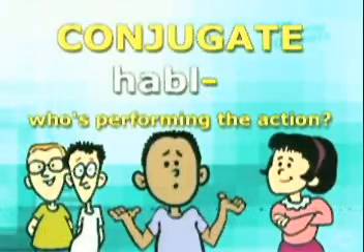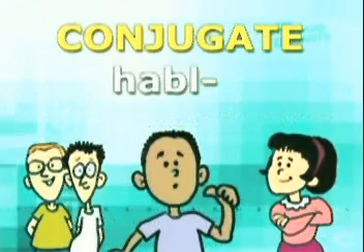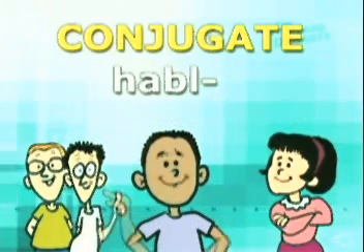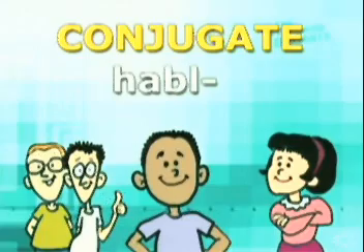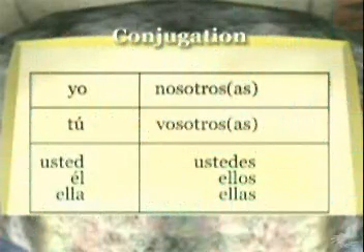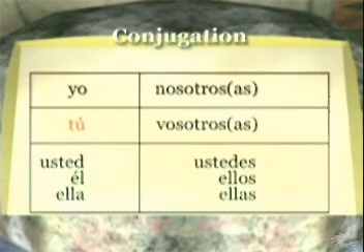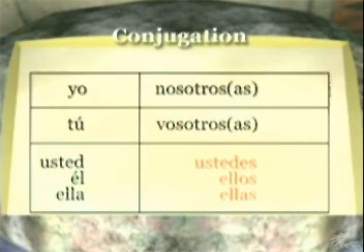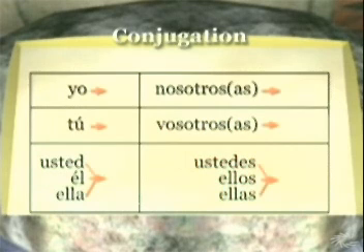When we say conjugate, we mean changing the endings so that it reflects who's performing the action. Am I speaking? Is she? Are they? Conjugation unlocks these mysteries. This conjugation business is where the subject pronouns come in. For each category of pronouns, yo, tú, usted, él, and ella, nosotros, vosotros, ustedes, ellos, and ellas, we have a different ending that we attach to the verb stem.